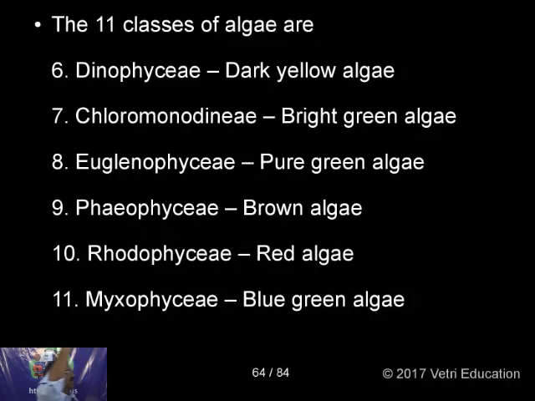Next, Dinophyceae is called a dark yellow algae, and Chloromonadinae, bright green algae. Euglenophyceae, pure green algae. Phaeophyceae, brown algae. Rhodophyceae, red algae. And Mixophyceae is blue-green algae. This Mixophyceae is also known as Cyanophyceae. Blue-green algae is also known as Mixophyceae or Cyanophyceae.